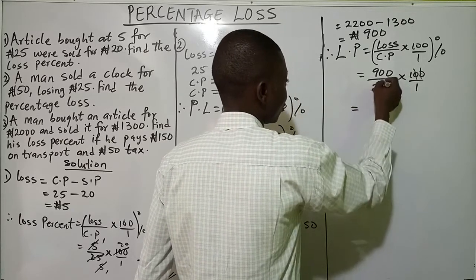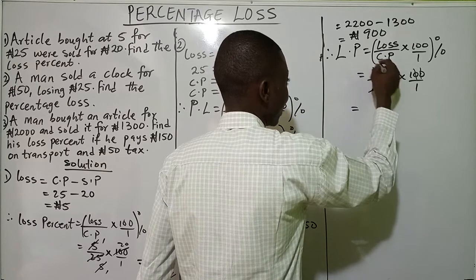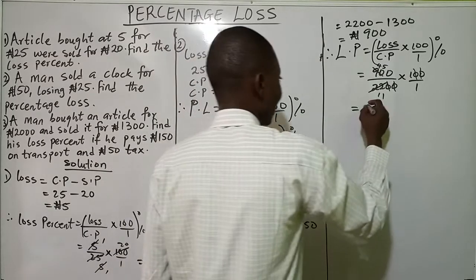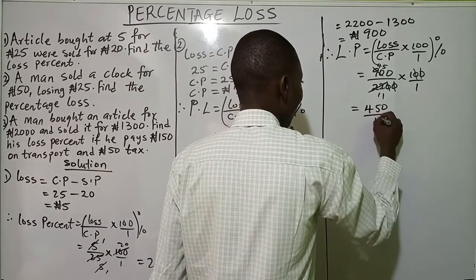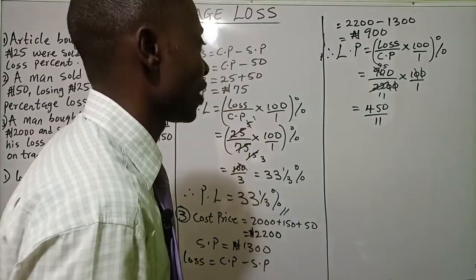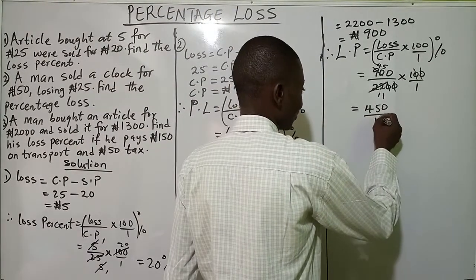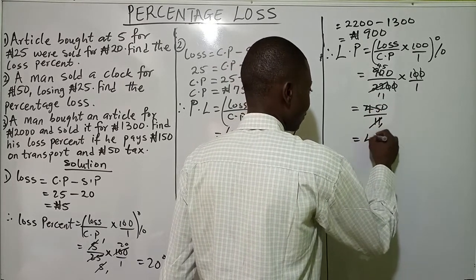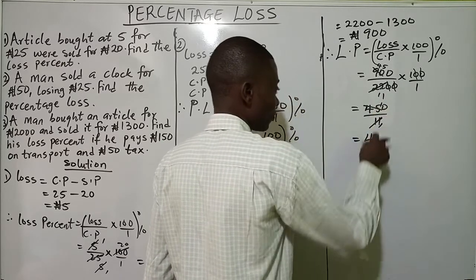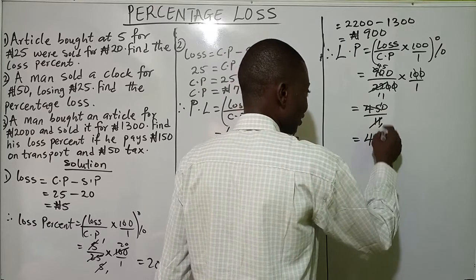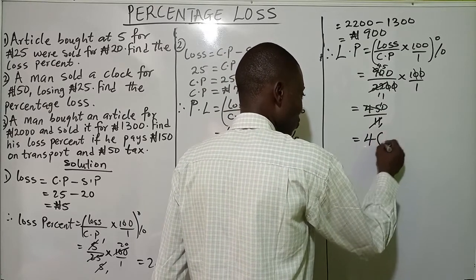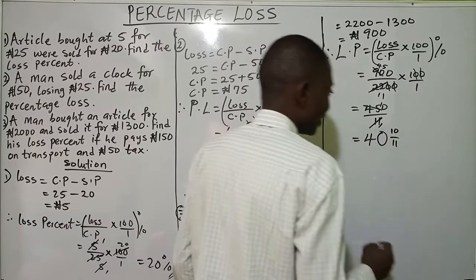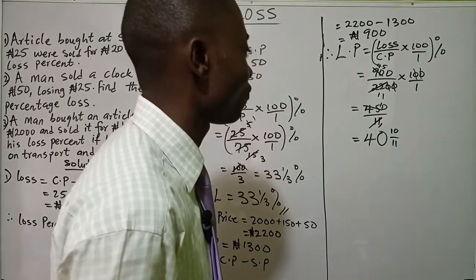So leaving us with 2 here is 11, and 2 here is 45. Yes, 45. So that gives us 450 over 11. Now we can write this as: 11 in 45 is 4, remainder 1. Put the 1 there, becomes 10. 11 in 10 is not possible, so we write 0. So the remainder is 10 over 11. 40 whole number, 10 over 11%.